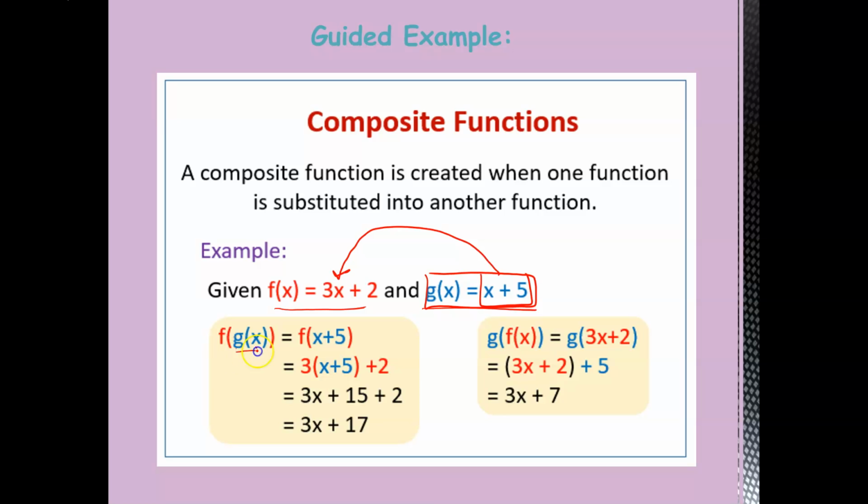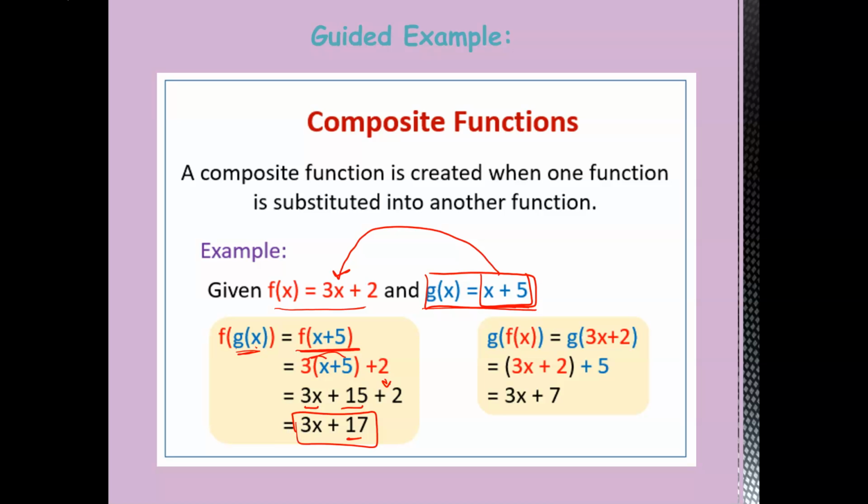So g of x is x plus 5. So I'm really finding f of x plus 5, okay? So I'm going to substitute all of f's x's with x plus 5. And I have 3 times x plus 5, plus 2. You're going to distribute the 3, and that's where you get the 3x plus 15, and then you just bring down the 2. Combine like terms, and that gives me the 17, which is your final answer, 3x plus 17.